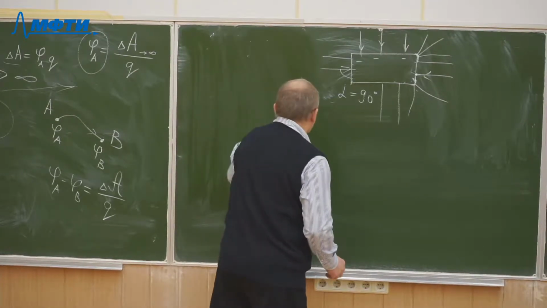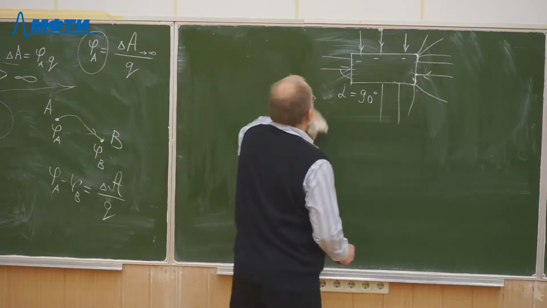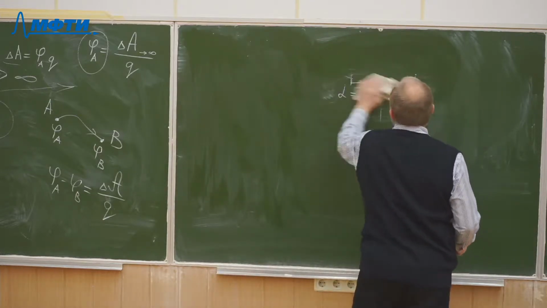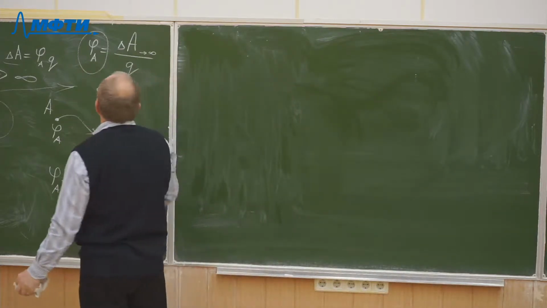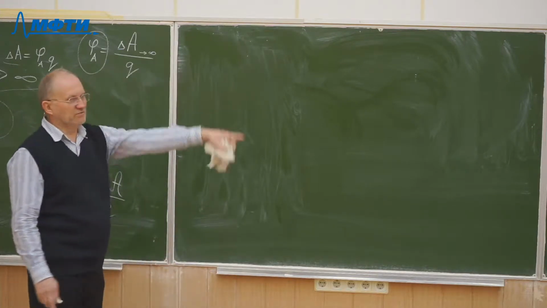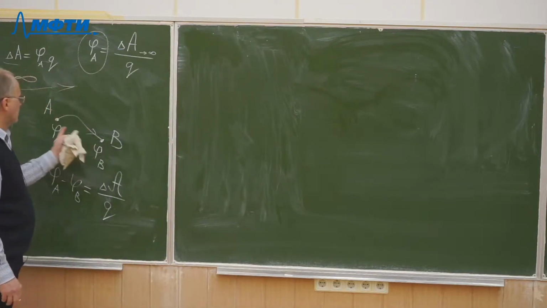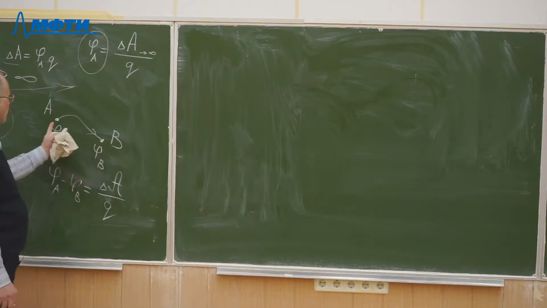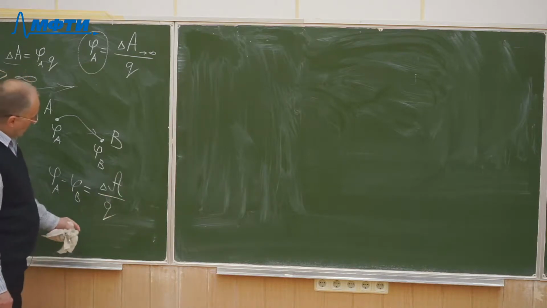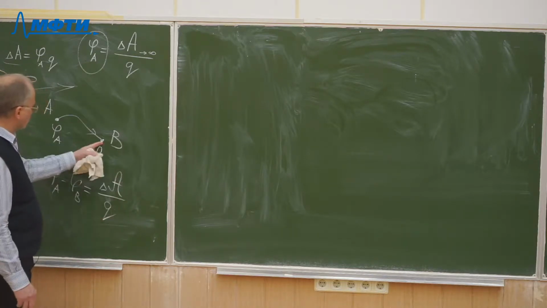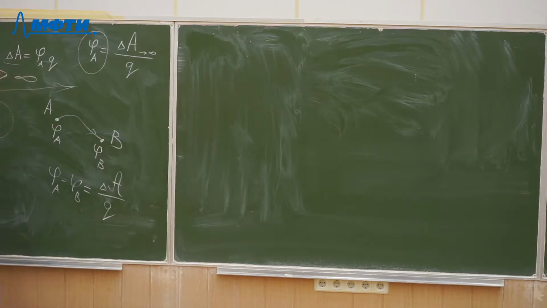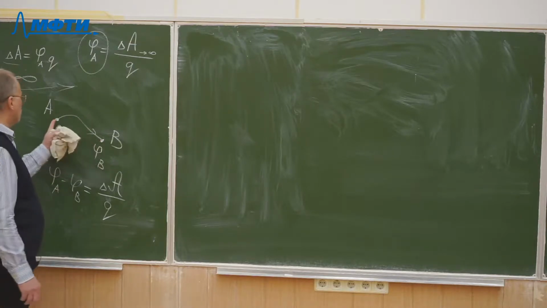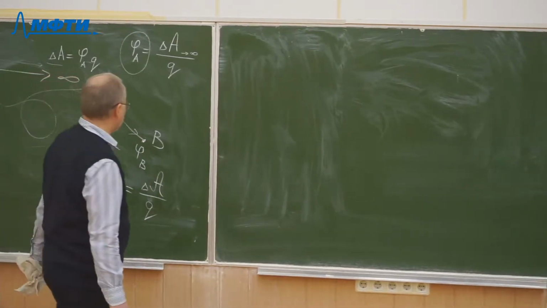There are 2 different quantities. A potential of a given point is the potential difference between the given point and infinity. But if we take 2 points, none of which is at infinity, then the potential difference is defined as the ratio of the work performed by the forces of the electric field to the magnitude of the probe charge which has been moved from point A to point B.